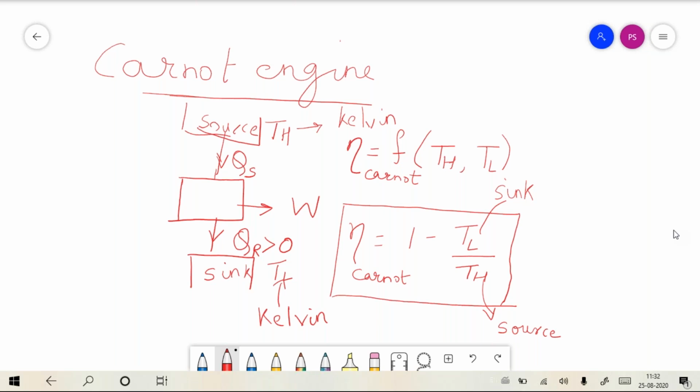Now, what is the sink temperature given? The sink temperature given is 30 degrees centigrade. So the sink temperature is 30 degrees centigrade. So this is TL.